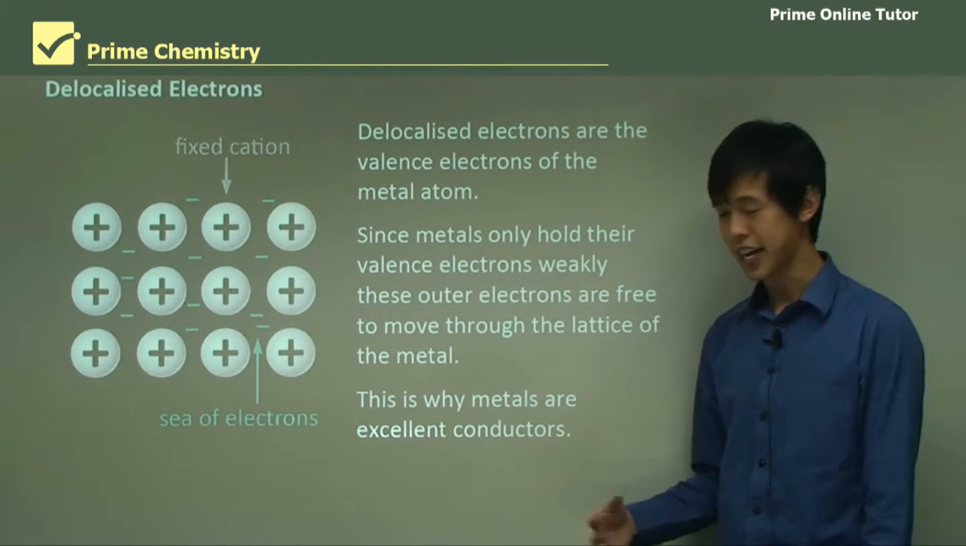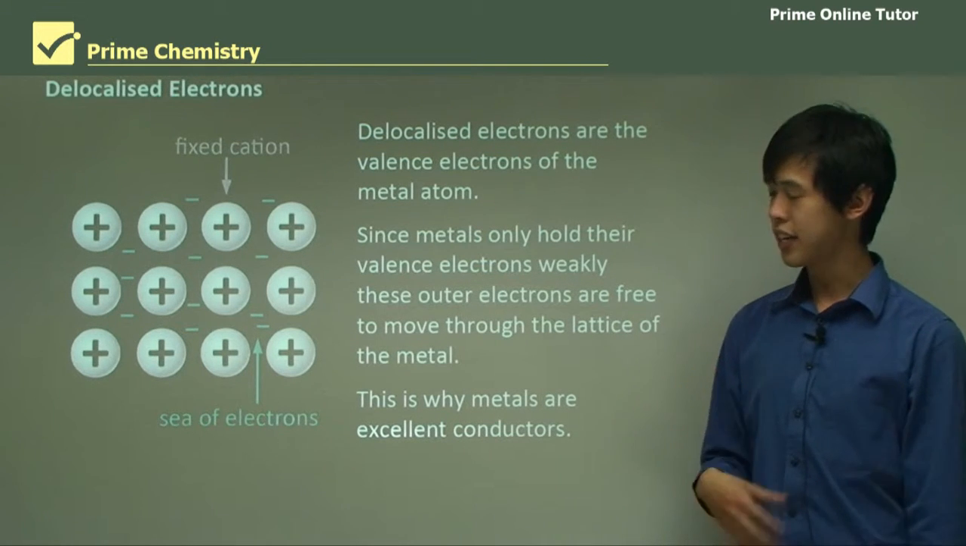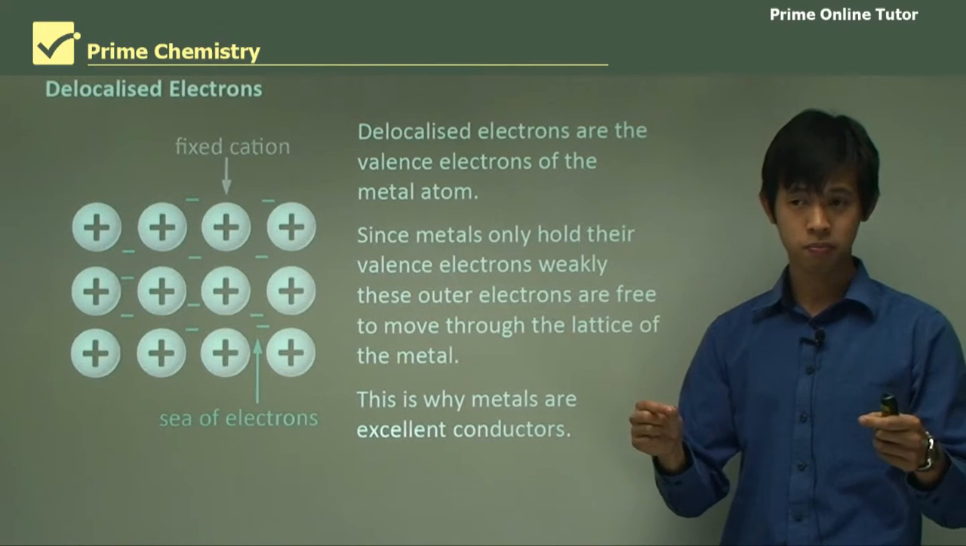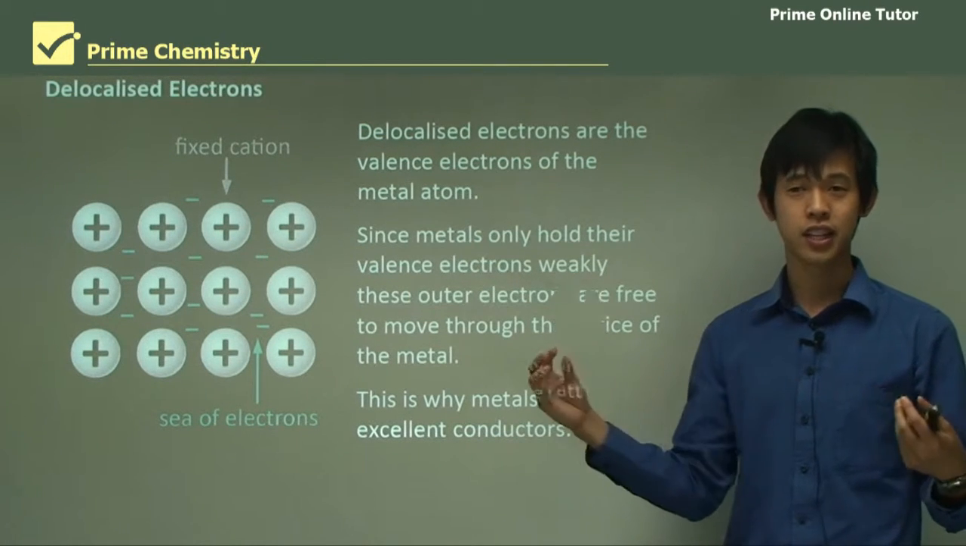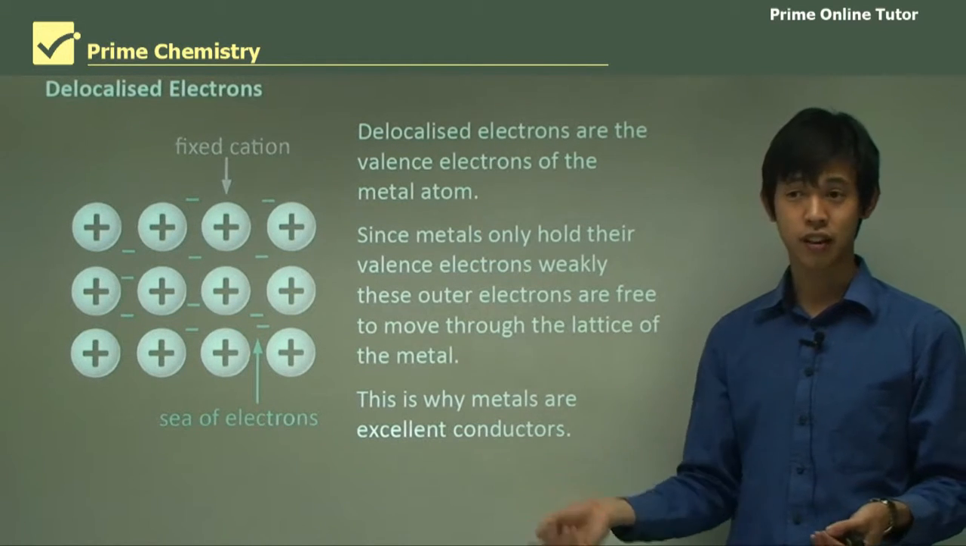Now that's why metals are excellent conductors. Okay? So just think about that for a second. If these electrons are free to move wherever they want, if we apply a voltage across them, then the electrons will all be attracted to the positive end of that voltage. Okay? And then they're free to move to that voltage if they want.